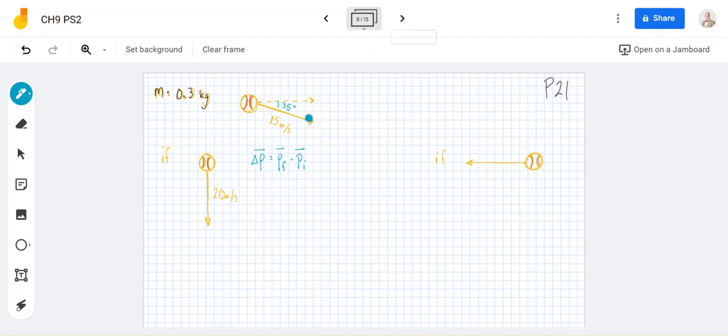To get the momentum of this guy here, I'm going to draw it. Okay. It's 15 meters per second, but that's the speed. In order to get the momentum, you got to do mv. So 15 meters per second times 0.3. So the initial momentum is actually 4.5. So we're going to do final minus initial. So here's the final, okay? So when I go to draw the final here, let me get a better place for it. So here's the final momentum.